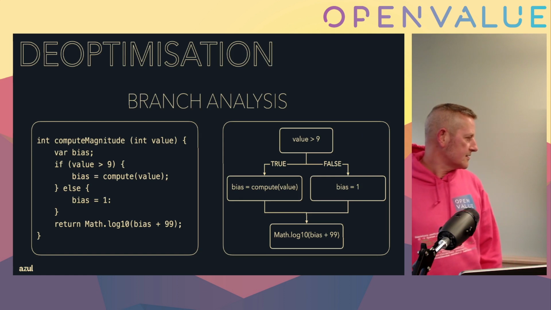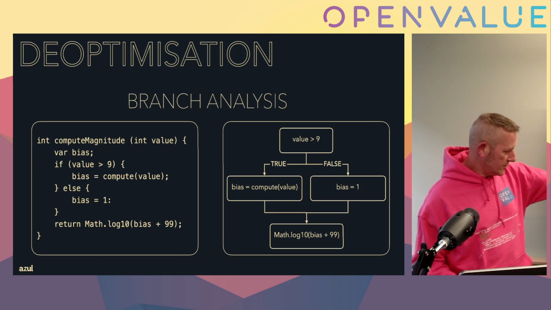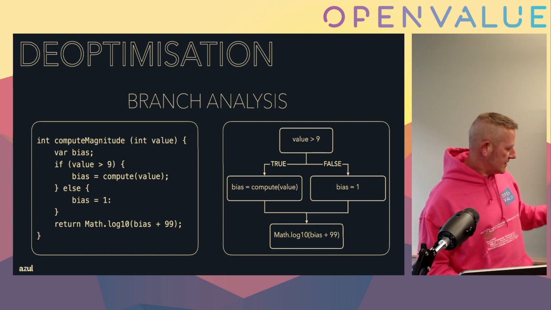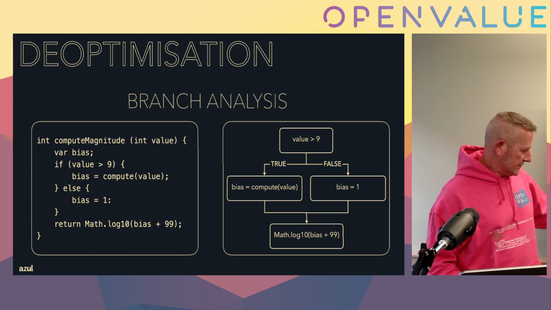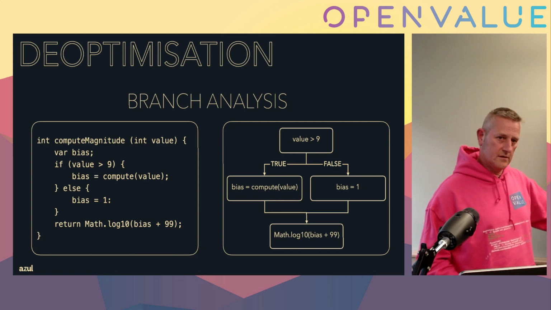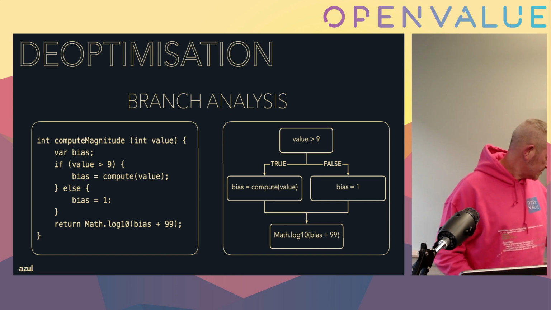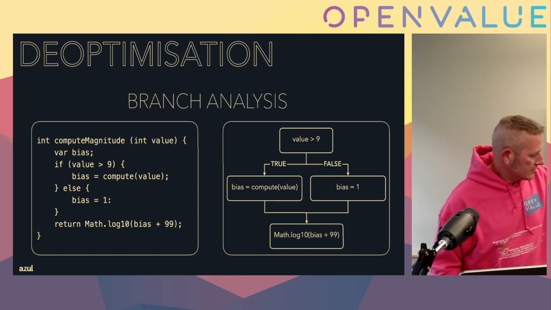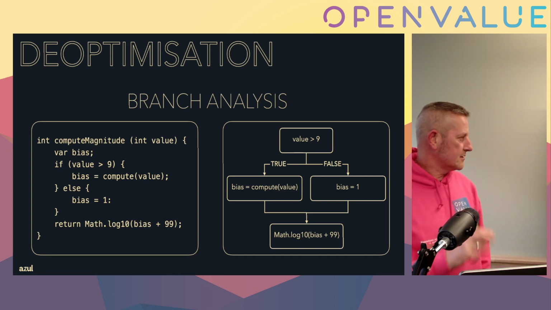Deoptimization, in principle: if we take this code, a simple method, we put in a value, and depending on the value it has this if-else clause. It checks if the value is larger than 9, then it will compute something. If not, the result will be 1, and then we return the Math.log10 of the result plus 99, for example. So the flowchart looks similar to this. This is just a pretty simple example.